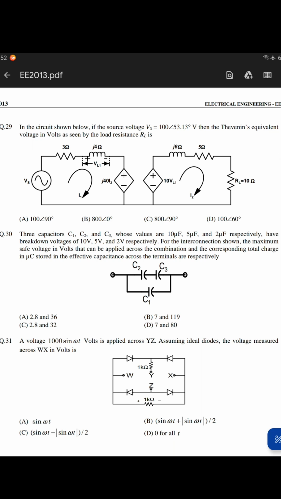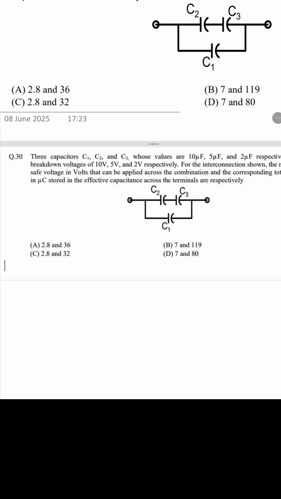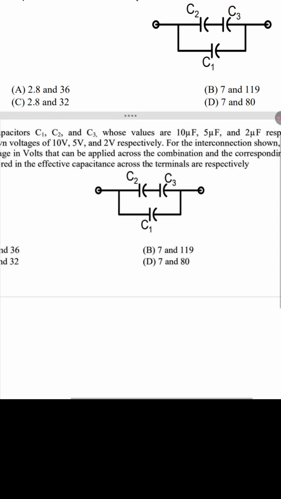So this is the GATE 2013 Electrical Engineering question paper, and let's move on to the next question from the electrical circuit domain. So let's move on to question 30. Let me explain the question first. In this question, this circuit is given and you are being given the values of the capacitances.